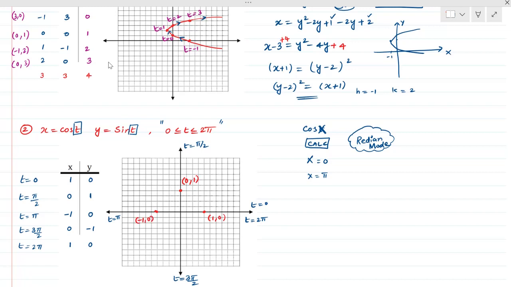Minus 1 comma 0. The next point will be 0 comma minus 1. 0 comma minus 1. The last point goes through the original point, 1 comma 0, again here. So again, if you draw the graph, it is like a circle.